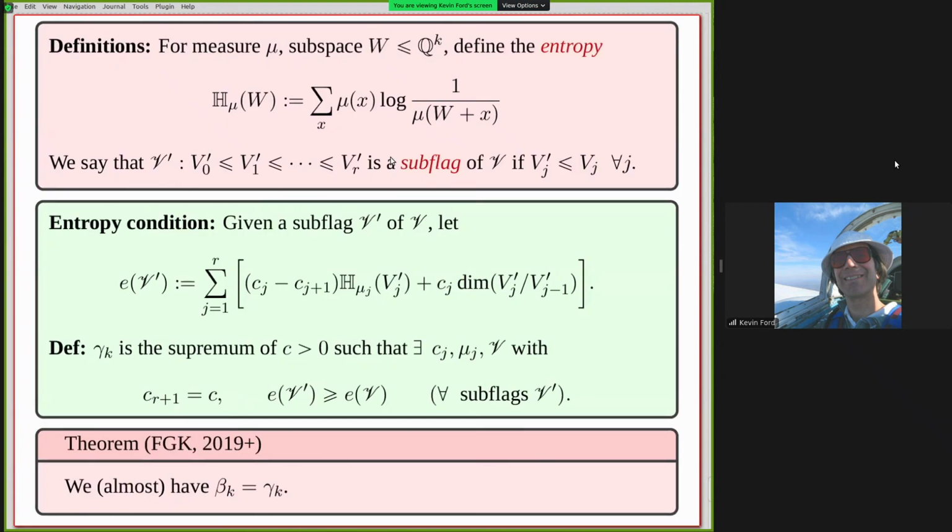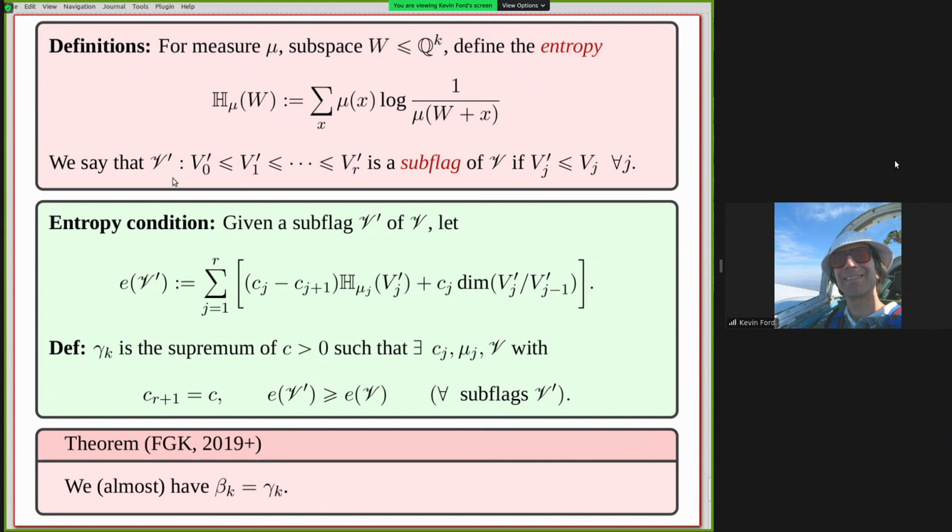All right, now we're getting into some very technical points. When we ran our upper bound and our lower bound for beta k, they both required us to look at something called the entropy of a subspace, which is essentially you sum over all the cosets x, and this is the usual entropy function.